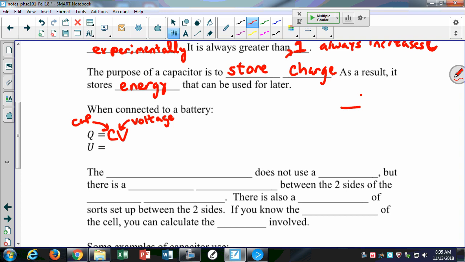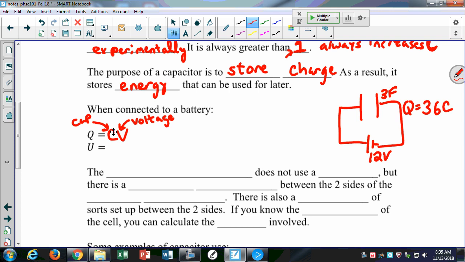So if I have a capacitor hooked up to a battery, this is going to be the symbol for our battery. Say this is 12 volts. Say this is 3 farads. A farad is the unit for capacitance. Then our charge is equal to 36 coulombs. 12 times 3.